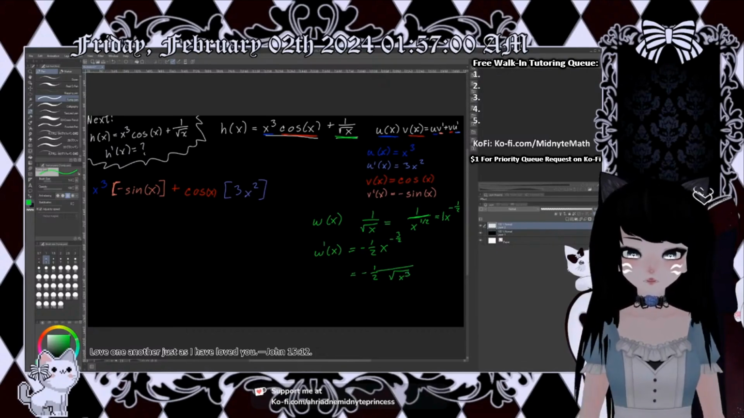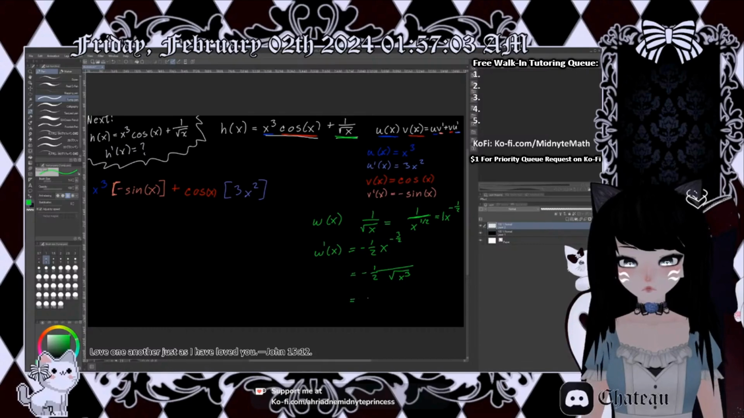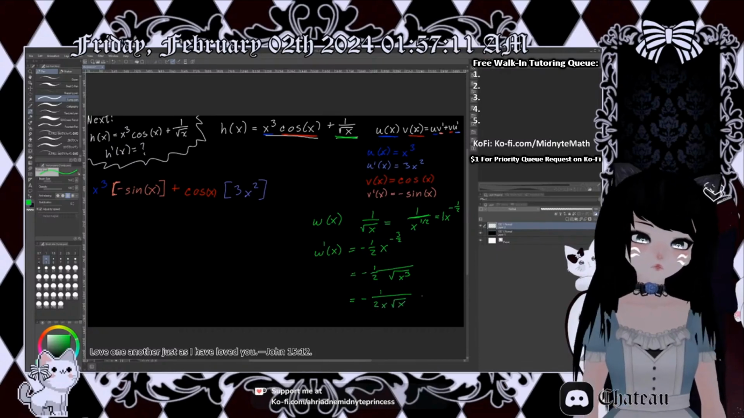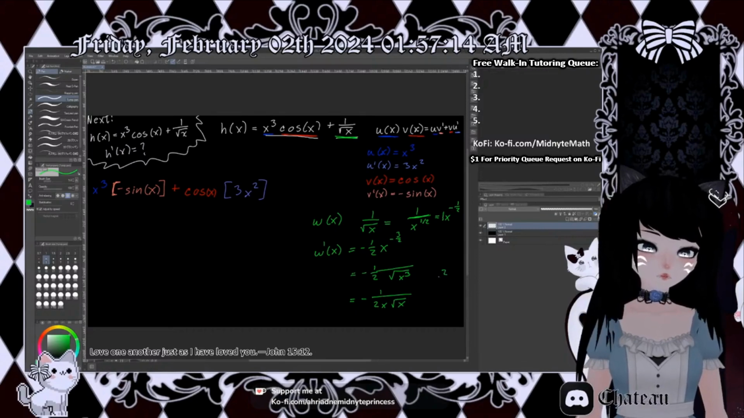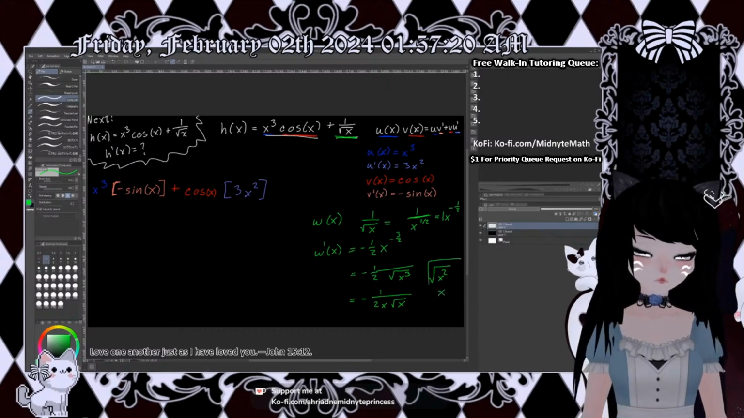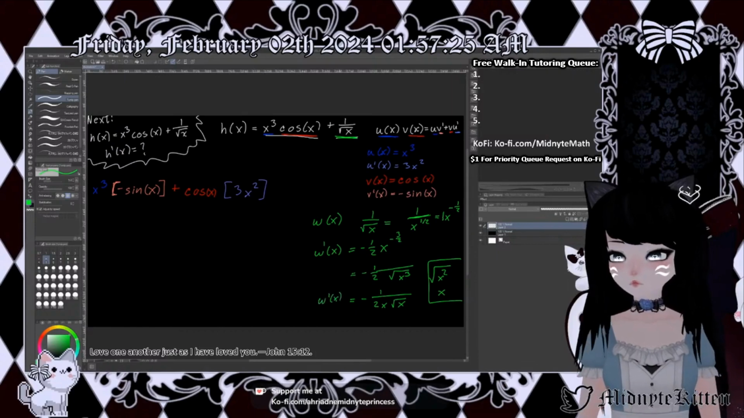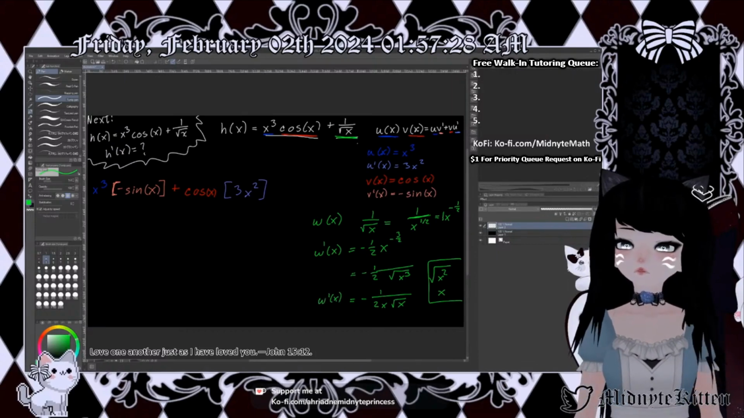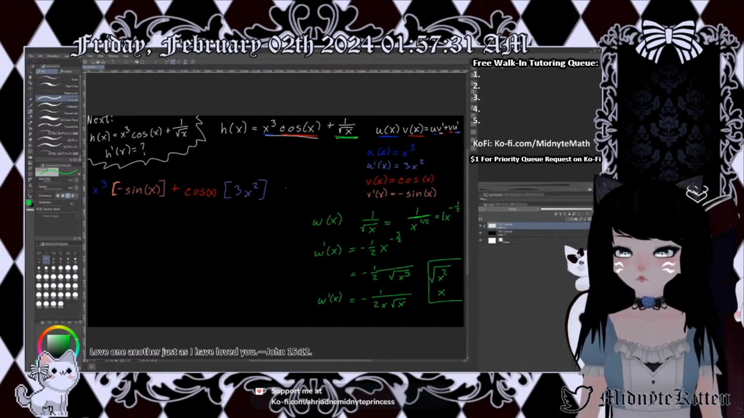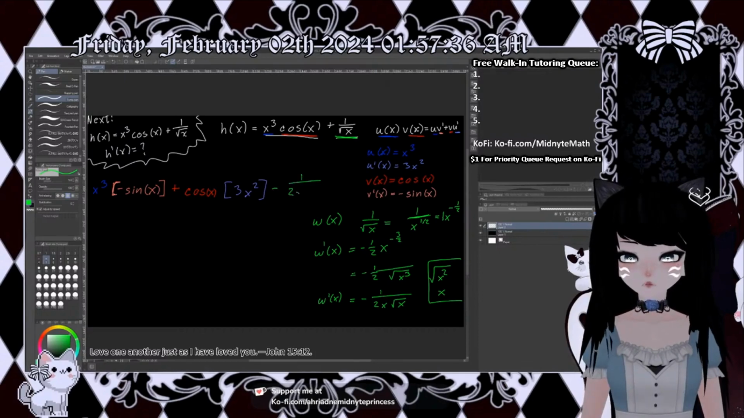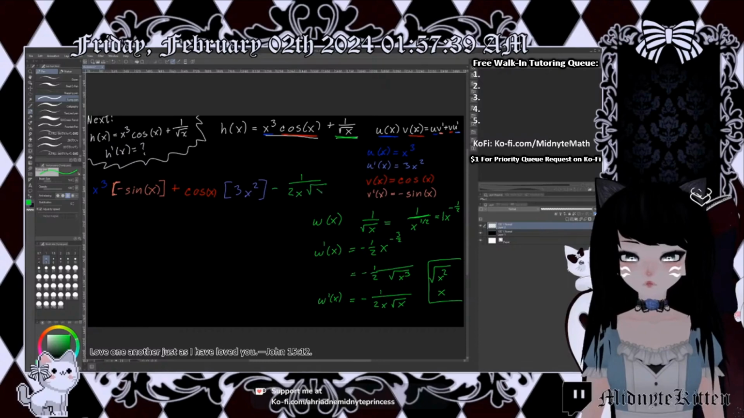We can pull out an x. X square root x, right? Because x squared square rooted would be x, right? So this is w prime. And we just write it right here. So negative 1 over 2x square root x.